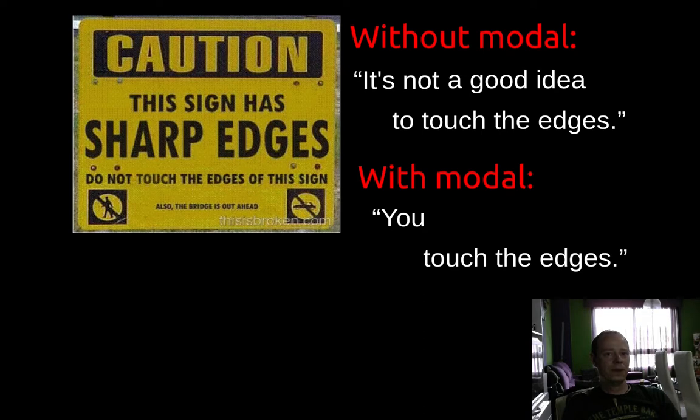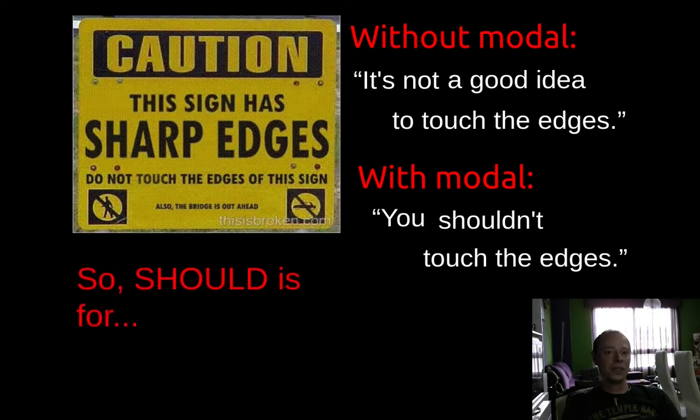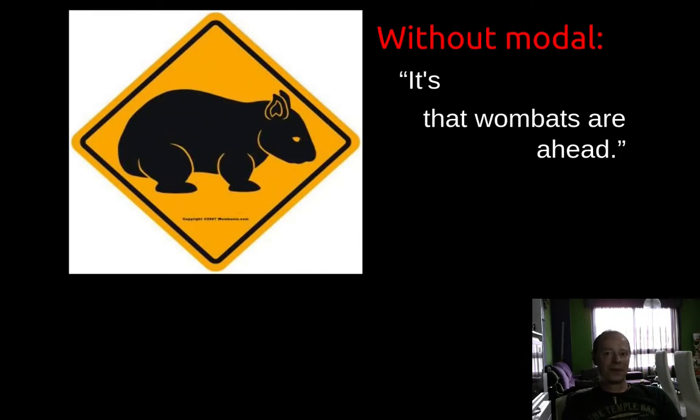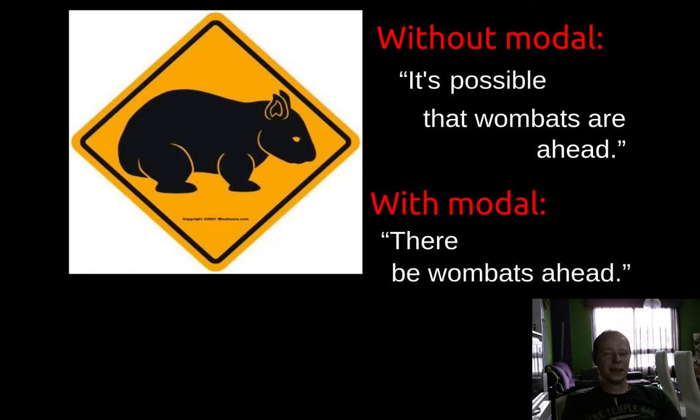Okay, now how would you say that with a modal verb? You shouldn't touch the edges. It's not a good idea to touch the edges. So, should and its negative form, shouldn't, is for advice. Or this one here. Without a modal, it's that wombats are ahead. It's possible for wombats to be ahead. Yes. How would you express this with a modal verb?